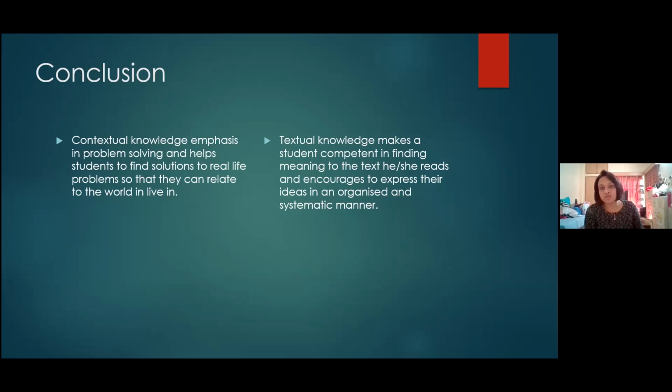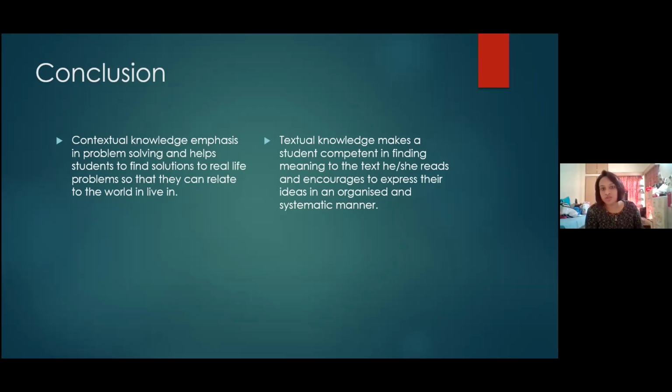Textual knowledge makes students competent in finding meaning in the text he or she reads, and encourages them to express their ideas in an organized and systematic manner. So basically, whatever information you are gaining by simply reading, how do you interpret it and understand it? It also encourages you to have better communicative skills. It increases your vocabulary and also helps you in arranging information in a very organized and systematic manner.